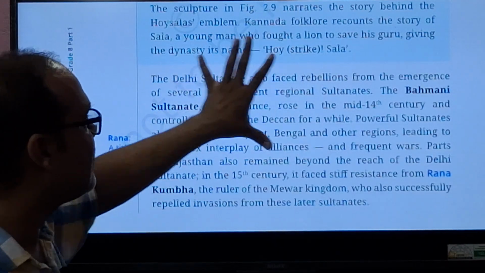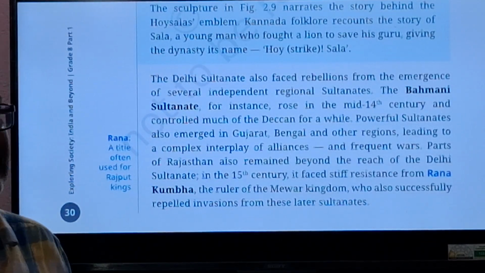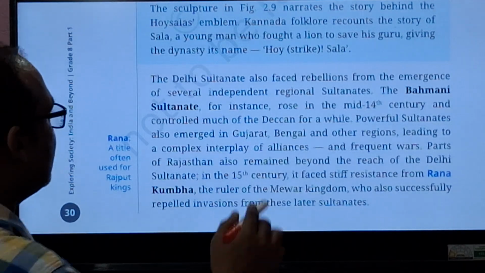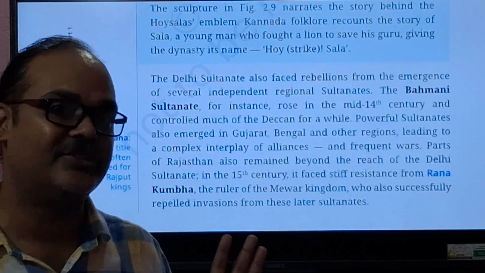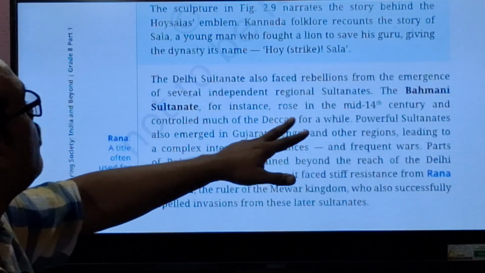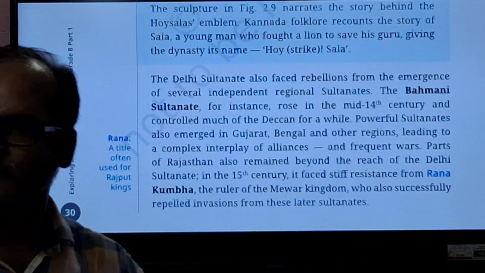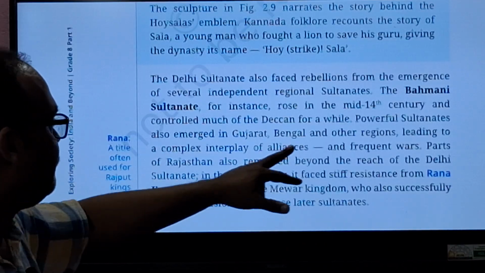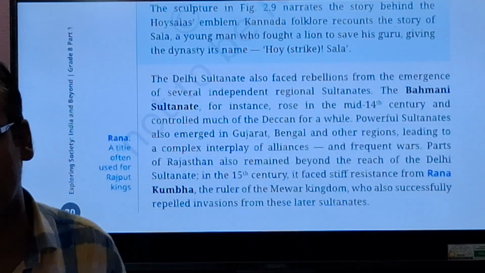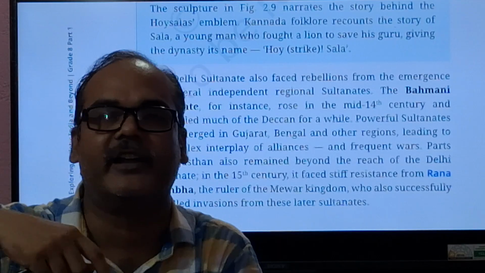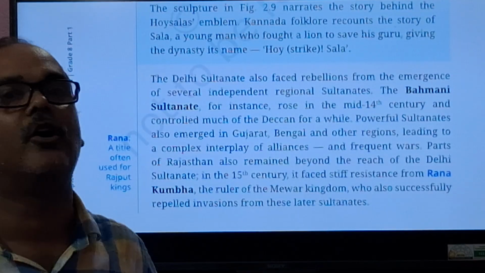So the Delhi Sultanate faced rebellions from the emergence of several independent states, several independent kingdoms. One among them was the Bahmani Sultanate. So it was a very tough time for the Delhi Sultanate to stand, right? The Bahmani Sultanate rose in the mid 14th century and controlled much of the Deccan part, that is Karnataka, Tamil Nadu, Andhra Pradesh, these areas in the south. And powerful sultanates also emerged in Gujarat, Bengal, and other regions. Mean to say, when we talk about the Delhi Sultanate, so many smaller kingdoms were becoming big, declaring their independence. And there were frequent wars between all these kingdoms.